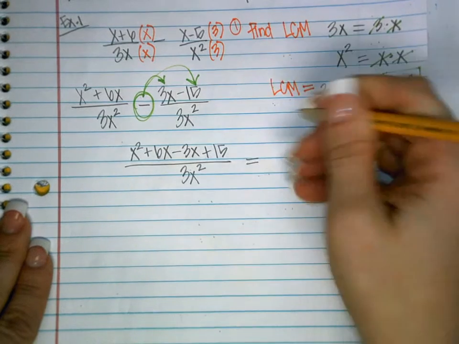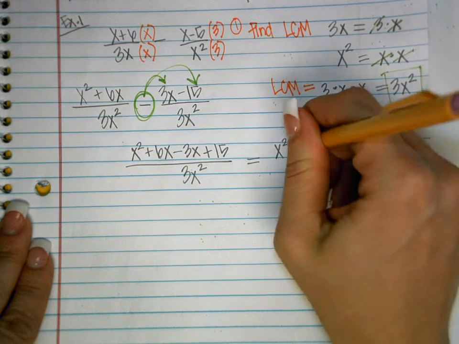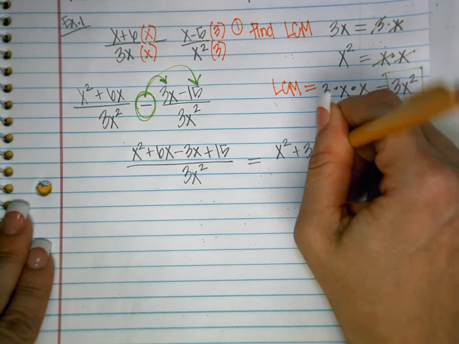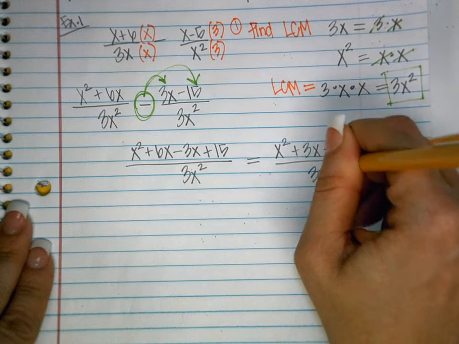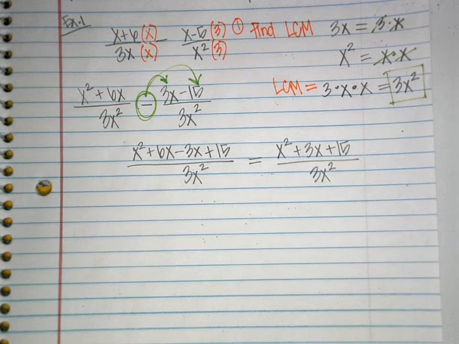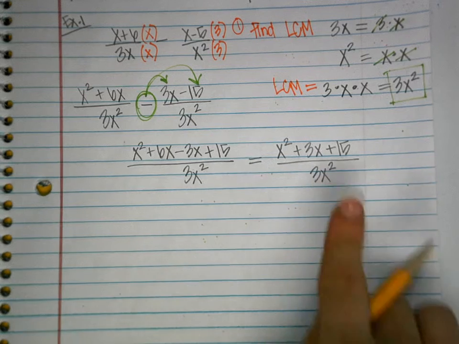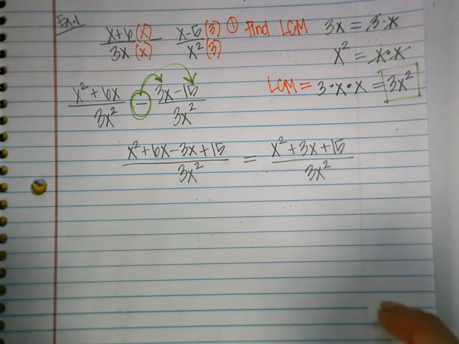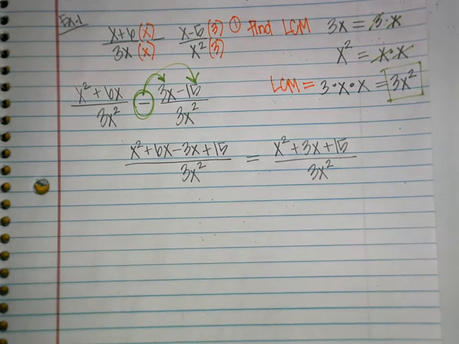Combine like terms if you can. So this one would be x squared. The positive 6x and negative 3x gives you plus 3x plus 15 over 3x squared. And then we're right back to where we started yesterday. You have to factor and reduce if you can. Can this be factored? Can anything multiply to 15 and add to 3? No. So you're done. That is our final answer for this problem.